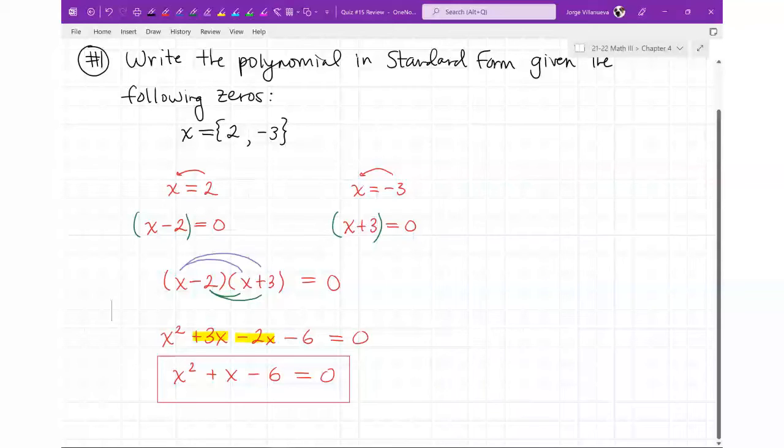So again, this was kind of an easier one because of the fact that it only had 2 answers. The ones you're going to be getting on your test are going to tend to have 3 answers. Okay? So let me show you one of those.